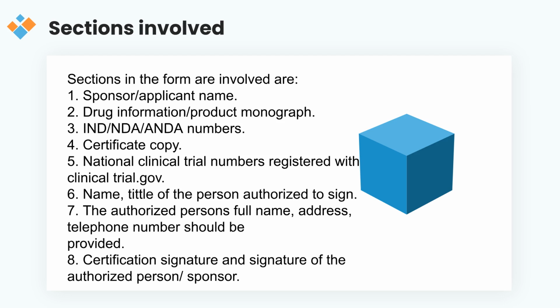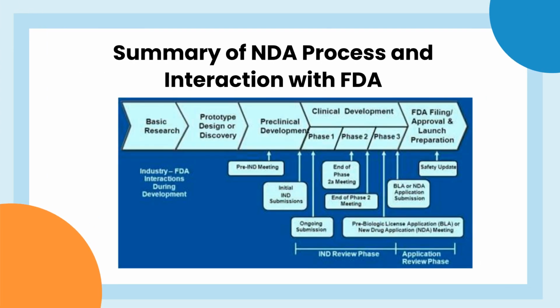Key sections involved in the IND form include sponsor information, drug monograph, IND/NDA/ANDA numbers, certificates, clinical trial registration numbers, and signatures of authorized personnel. This diagram summarizes the NDA process and interaction with the FDA, detailing the steps from drug discovery and development through preclinical studies to the NDA submission and review.